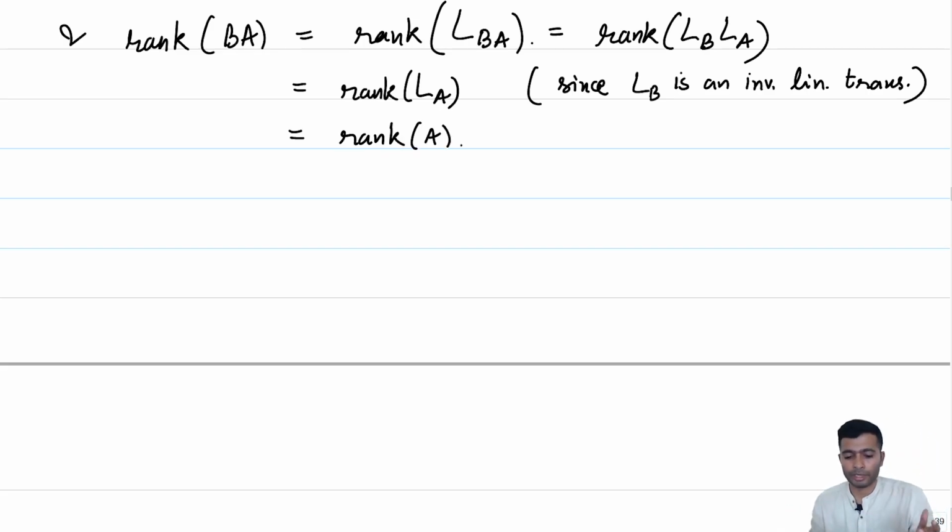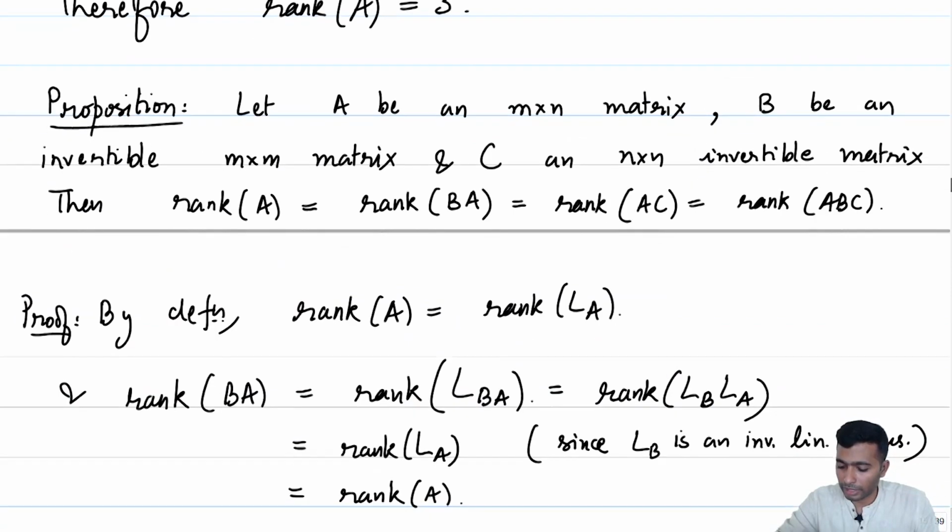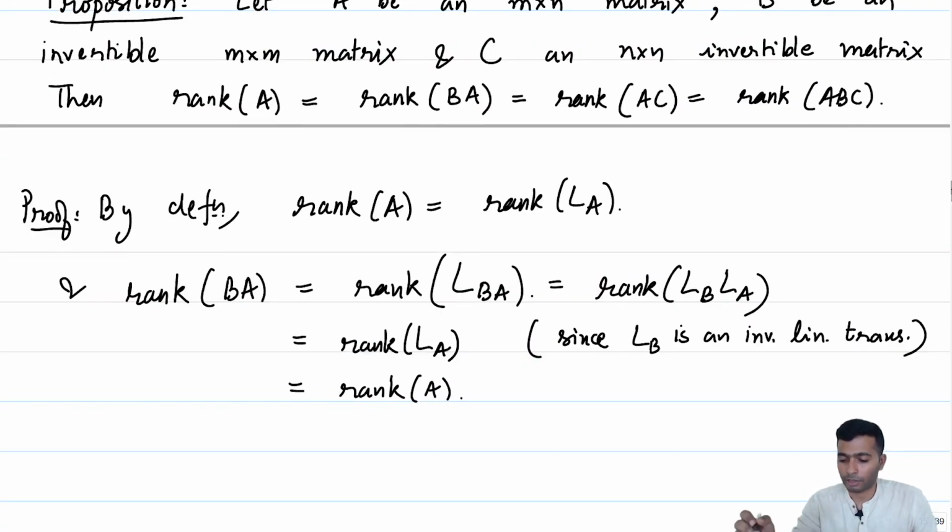So, by a similar argument, it is easy to prove that rank of A is the same as rank of AC, and rank of A equal to rank of AC immediately tells us that rank of BA is the same as rank of, I have written something wrong here, I am a bit sorry about that, this is BAC, yeah, rank of BA is the same as rank of BAC.